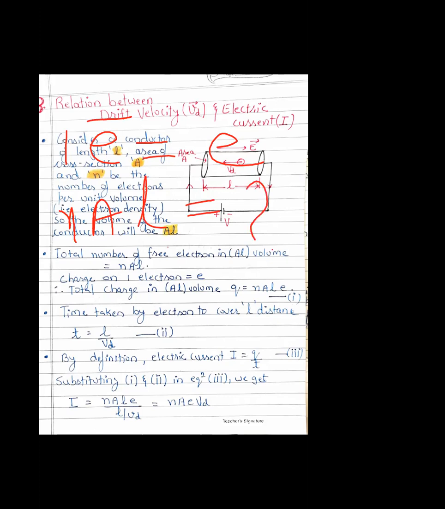So total NaL electrons, what is the charge? Charge on one electron e, 1.6 into 10 to the power minus 19. So total कितने electrons हैं हमारे पास? NaL. So what would be the total charge? So simple cross multiplication, that is NaLe. This is the total charge which is present inside the conductor whose volume is AL.